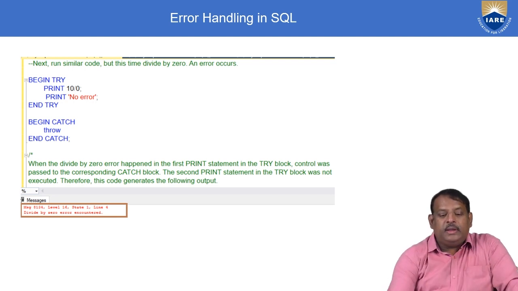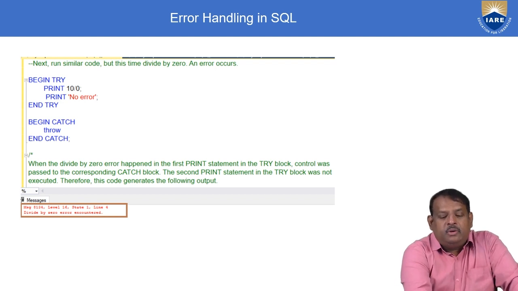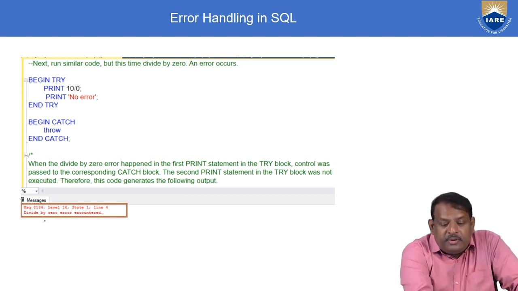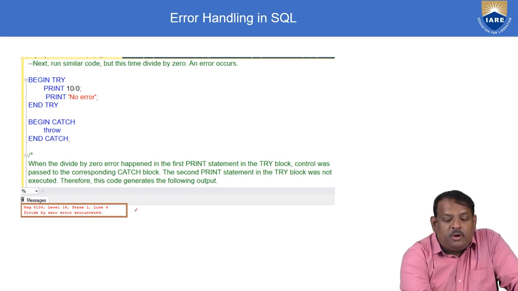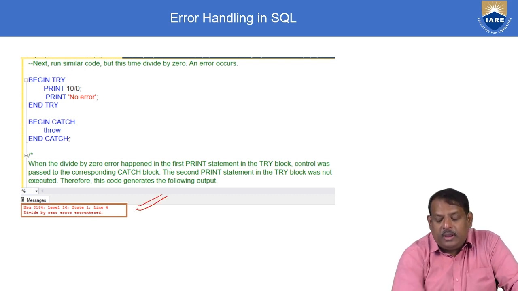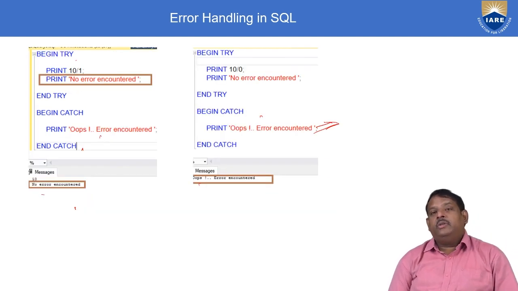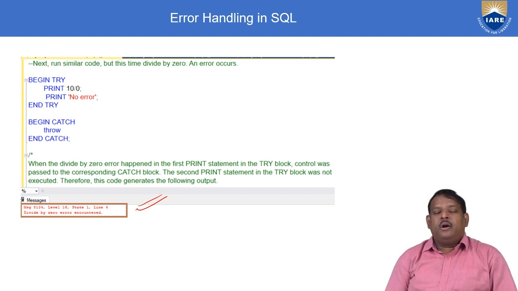So here I'm not catching the exception. If you're not catching the exception, what is happening? I'm throwing the error outside, so this will be displayed to the user: the divide by zero error statement. Because you're not catching the exception here, you're throwing it to the user. In the earlier example, you caught the exception and printed "oops, error encountered." But in this case, I am not catching the error. I am throwing the error to the end user.